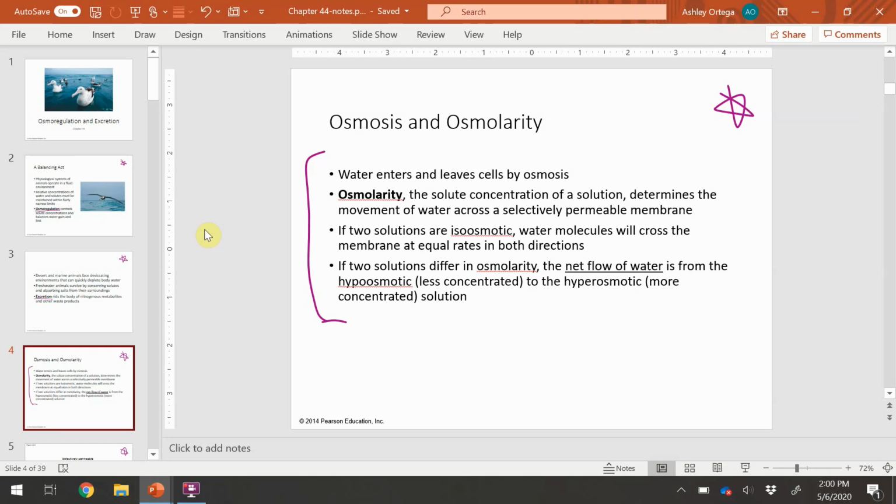If there is a difference in osmolarity of two solutions, then there's going to be a net flow of water from the less concentrated hypoosmotic region to the more concentrated hyperosmotic solution. And so there's a picture on the next slide that might help you understand this process.